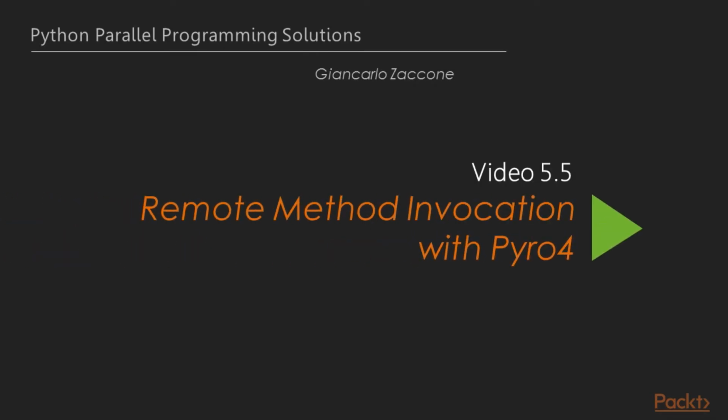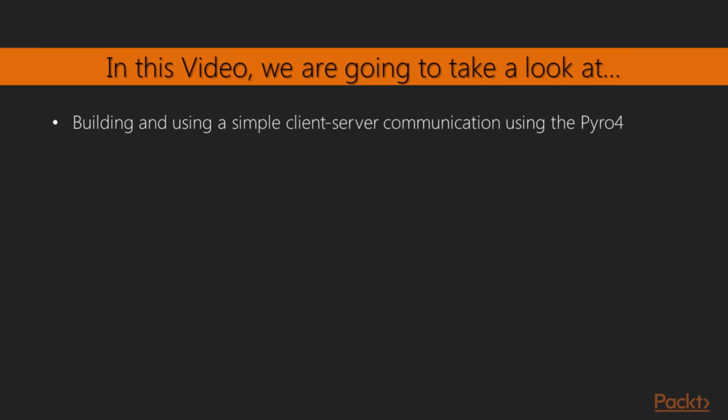In the previous video, we saw how to handle map functions with Scoop. This is the fifth video titled Remote Method Invocation with Pyro 4. In this video, we'll use Python scripts to build and use a simple client-server communication with the help of Pyro 4 middleware.